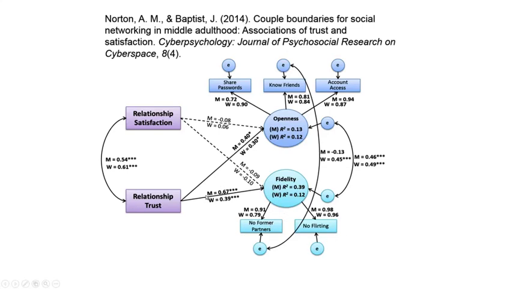And you can see here there's an M and W. This is actually a multiple group analysis. So I looked at the same analysis in one moment, in one analysis, for both men and women. And what I saw is that for both men and women, it's not about relationship satisfaction, but trust is hugely related to openness and fidelity and online rules that couples come up with.